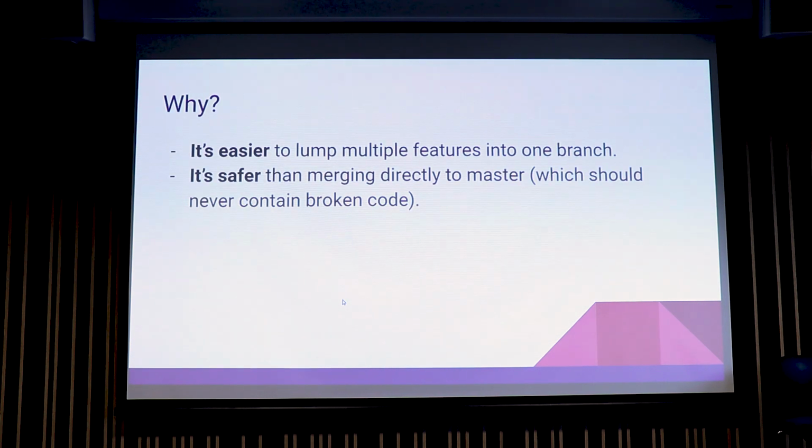Why? It's easier to lump multiple features into one branch. Like if you're the Commonwealth Bank and you're working on the CommBank app, and you have a new payment system coming in, and someone else working on some new buttons for your interface, and someone else working on some more backend code, you could lump all of those features into one branch by merging them into that branch. And then once you're ready to release that whole suite of features and you've tested that they all work together, you can merge that directly into the master branch.